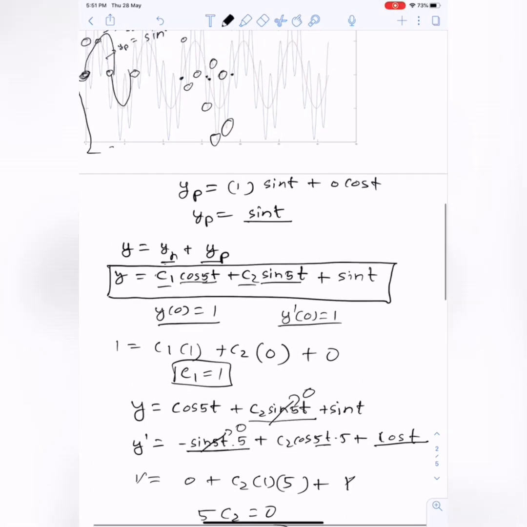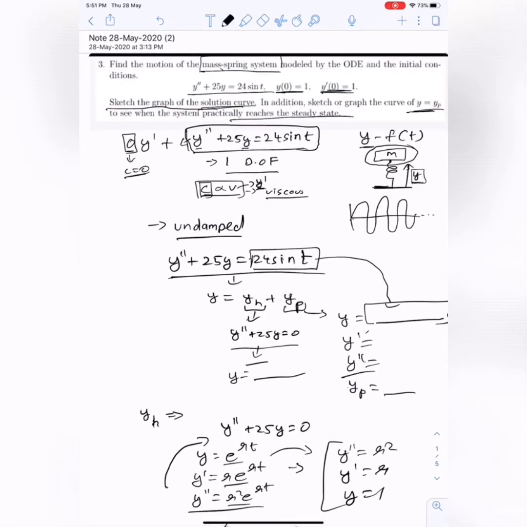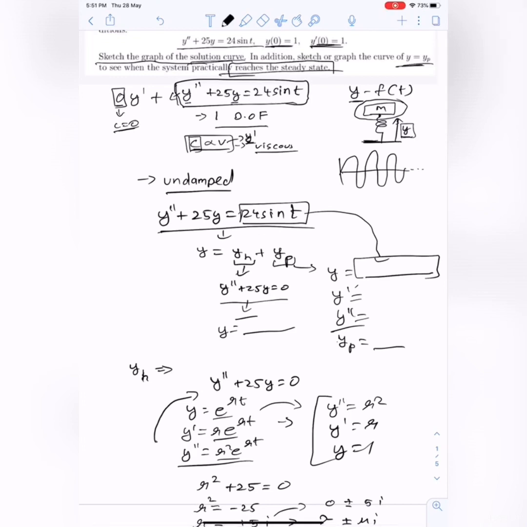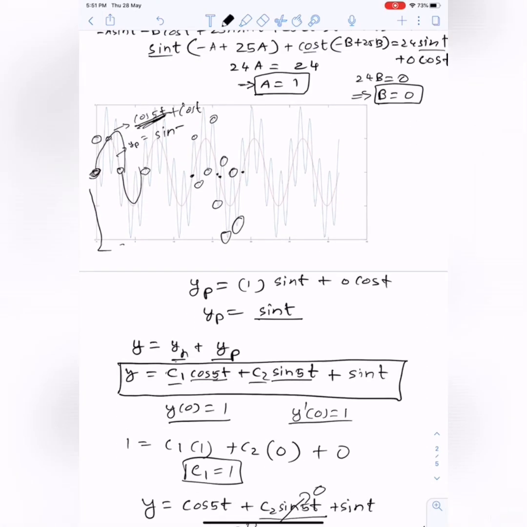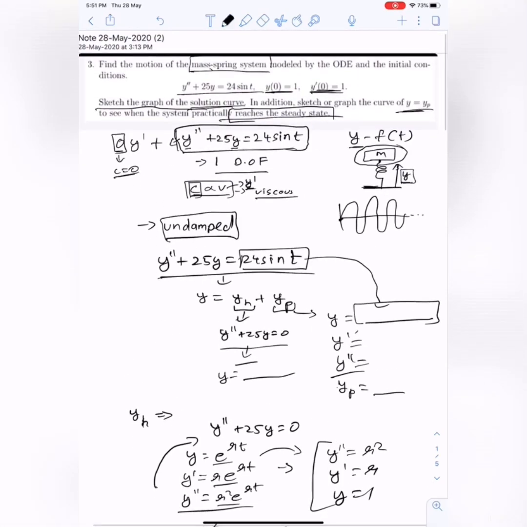Now they've also asked us to find when the system reaches a steady state. See, the steady state and the transient state occur only when there is damping. Like I said, we have already found out our system is undamped, so there is no steady state. At t equal to infinity, this same pattern would keep on continuing no matter what. It wouldn't come to rest at all.